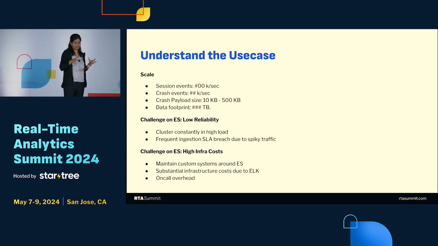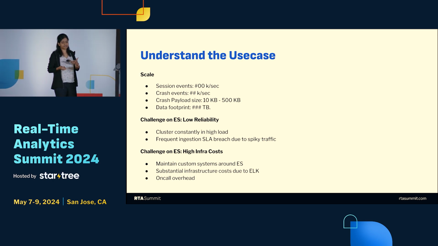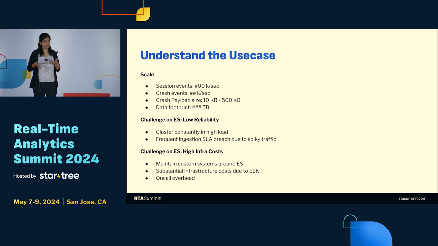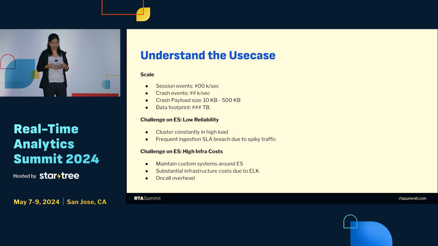As for the scale, the session events, which is basically how many users are connecting with your app, are around 200K to 300K per second. Crash events are always around 50 to 60K per second. At peak, it can even go up to 80 to 90K. The crash payload size, which is a very interesting feature that I'm also going to talk about in the next few slides, can vary from 10K to 500 KB, right?